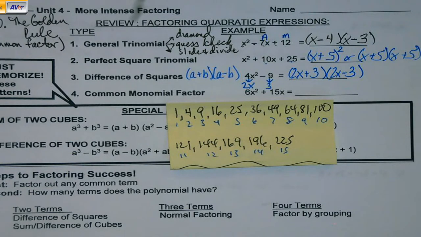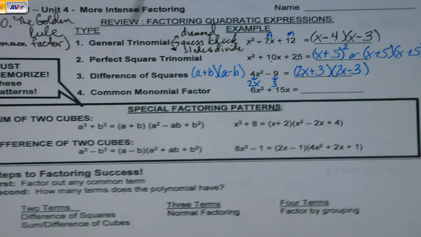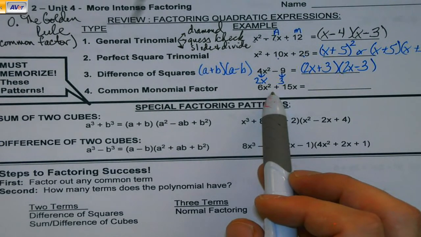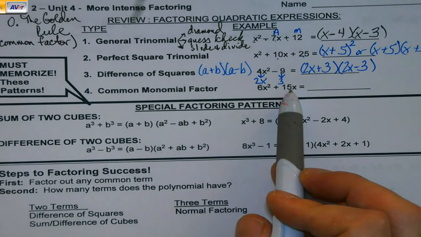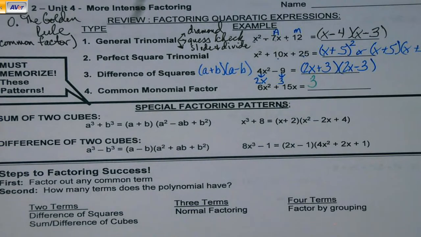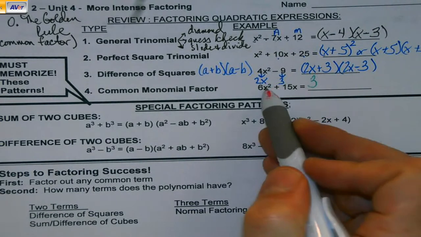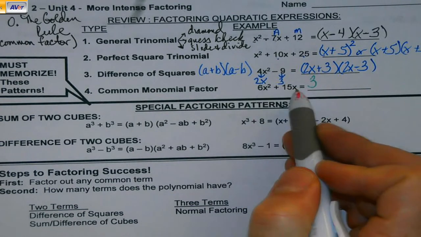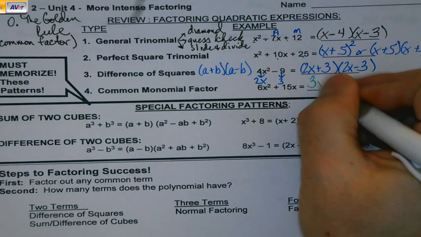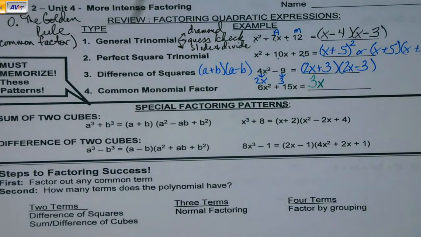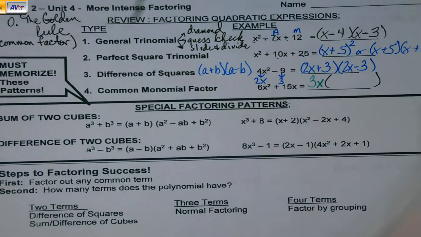And sometimes we may even get to a point that the only thing we can do is the golden rule: find what they have in common. I want to find the largest number that divides into both of these, which in this case would be 3. And I've even got to look at my exponents, my variable terms, because if they have that in common, I just take the smaller of the two. So I can take out 3x, and then whatever I multiply that by to get each one back is what I'm going to put in the parentheses.